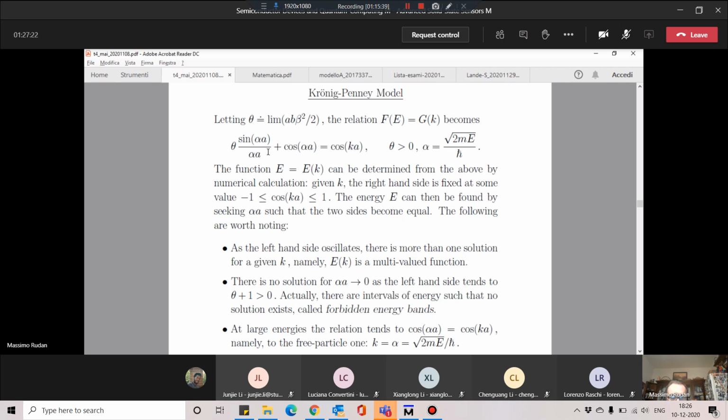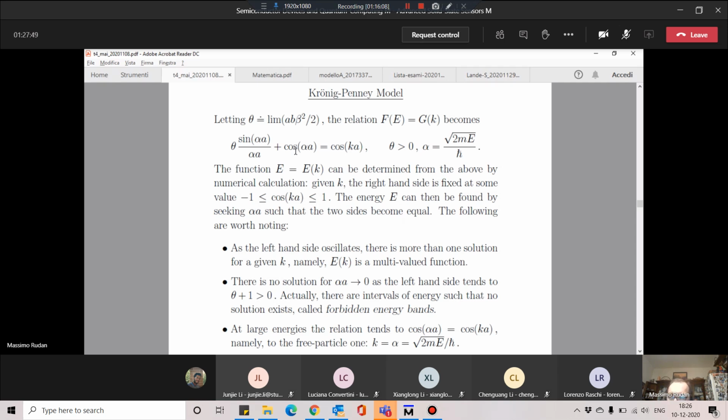This other term is negligible. And eventually, if the cosine of alpha A is equal to the cosine of Ka, that means that alpha is equal to K, which is exactly the expression of the relation between energy and momentum of a free particle, which is reasonable.